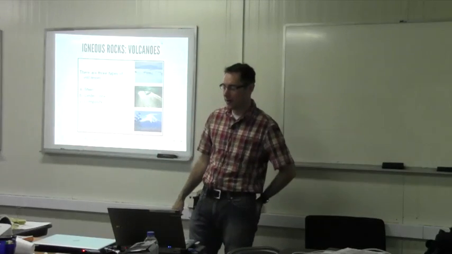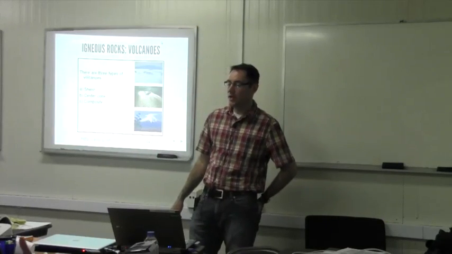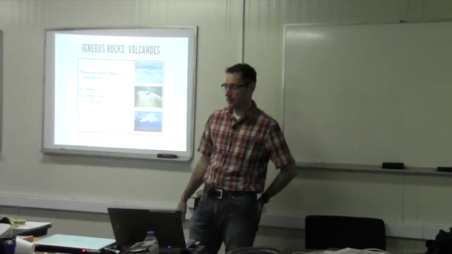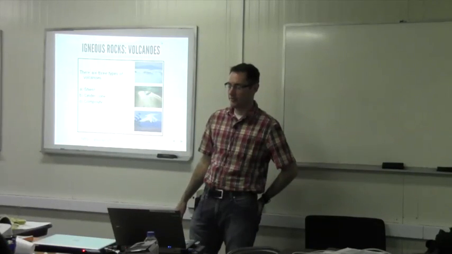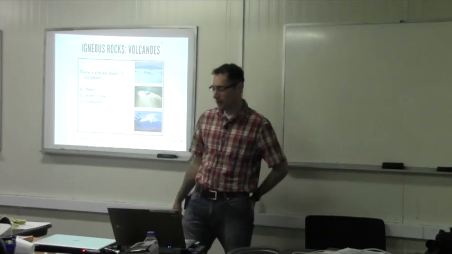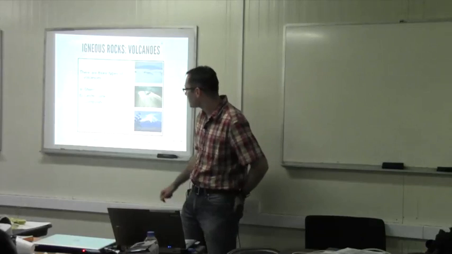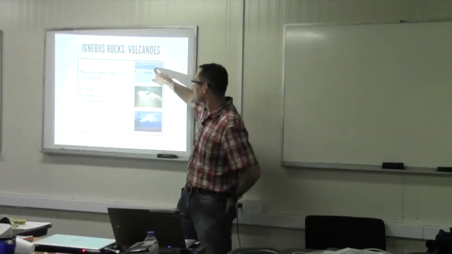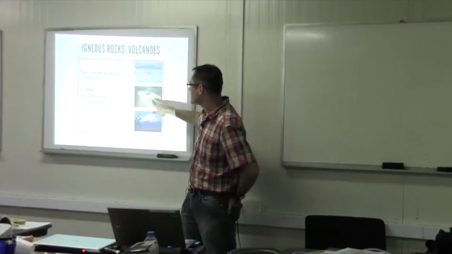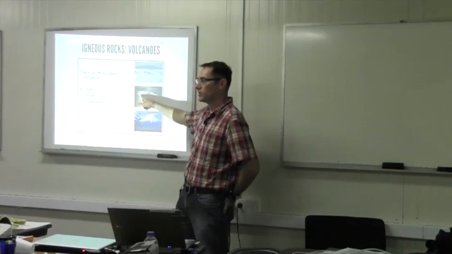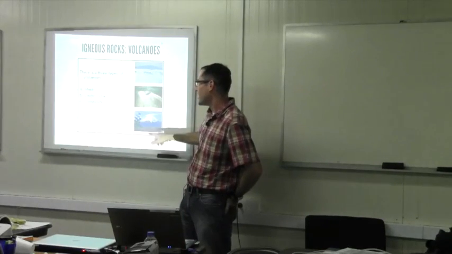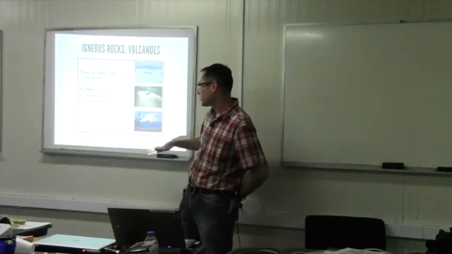Volcanoes. Three types of volcanoes: shield volcanoes, cinder cone volcanoes, and composite volcanoes. We don't need to know more about them except that shield volcanoes kind of look like this. Cinder cone has a little cone thing in there, and composite are kind of a little bit of both.